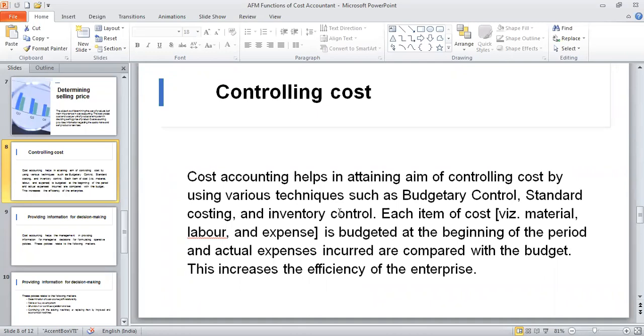That is another objective of cost accounting: controlling the cost. Cost accounting helps in attaining the aim of controlling the cost by using various techniques like budgetary control. As I told you previously, it is also one of the traditional functions of the cost accountant. Either in budgetary control or standard costing, we take some estimated or benchmarking standards, and the actuals are compared with those estimates or standards.